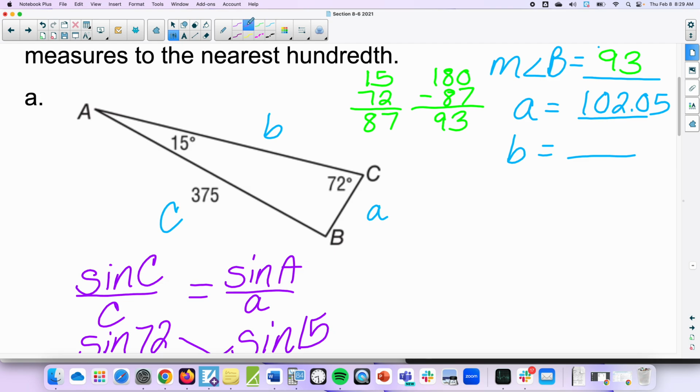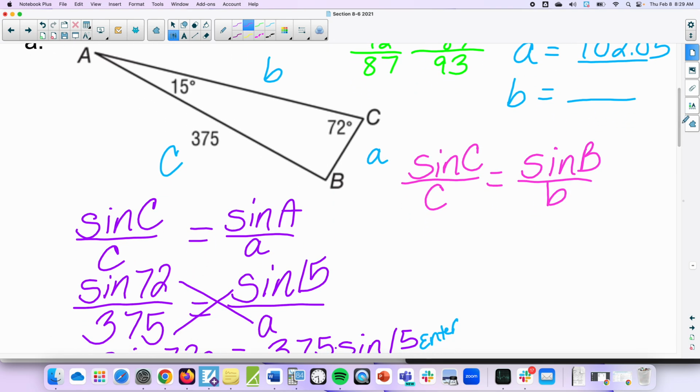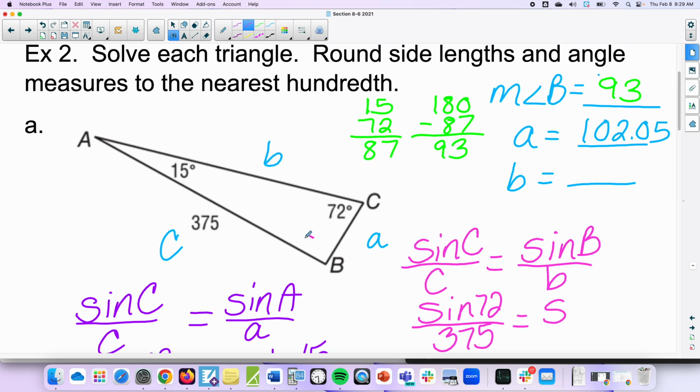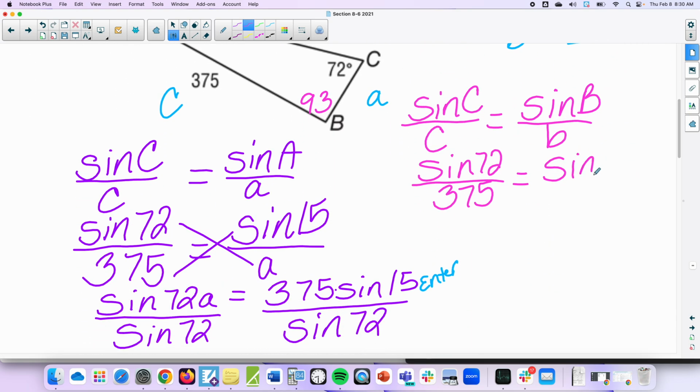And I typically keep using sine of c and little c, so I would just go sine of c over little c, but this time I'm finding little b, so I'd go sine of b over little b. So sine of c is sine of 72. Little c is 375. Sine of b, I just found, so I have to write that in. So this would be sine of 93 over little b, okay?